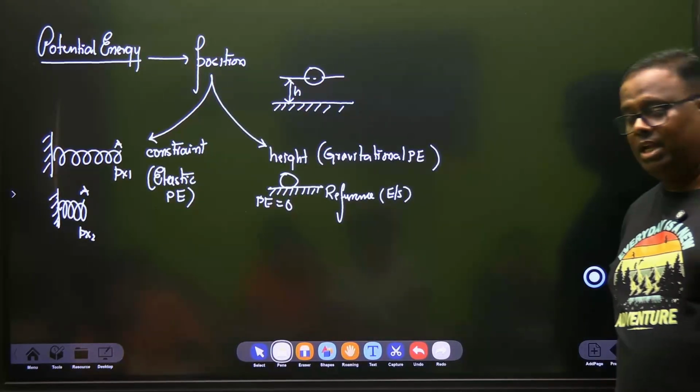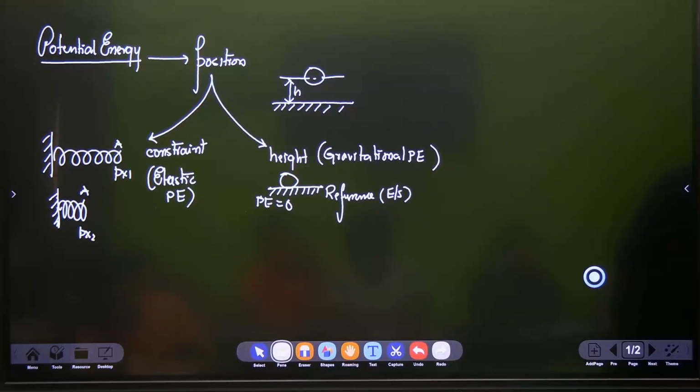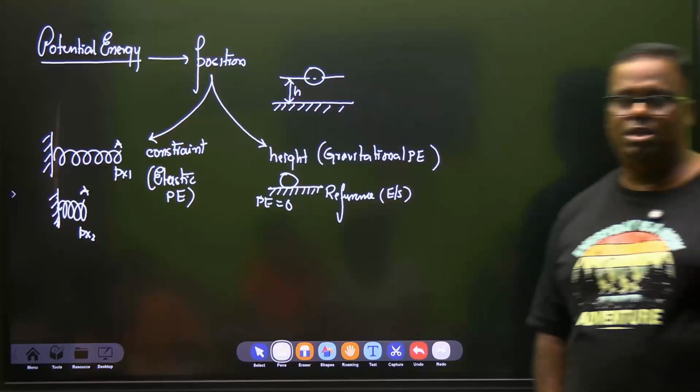Have you understood the concept of potential energy? Right? Energy by virtue of position. This position may be if you are constrained, or this position may be.